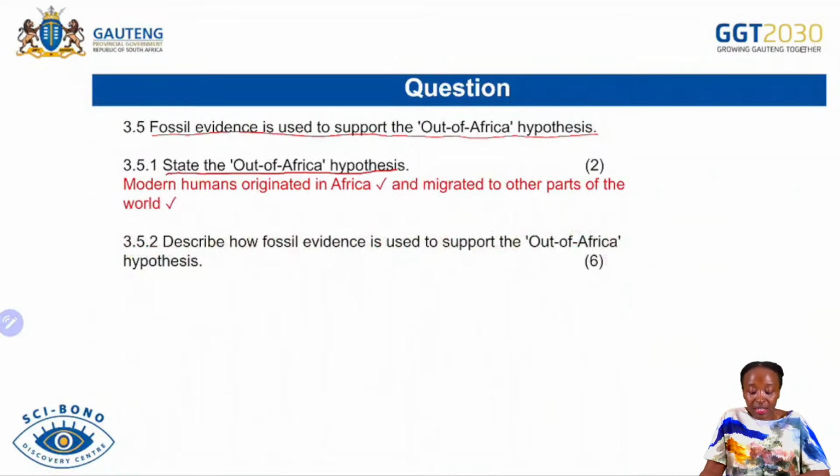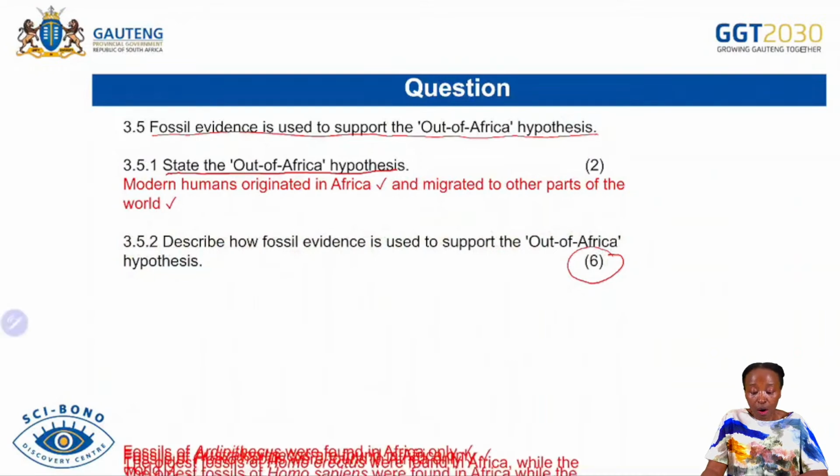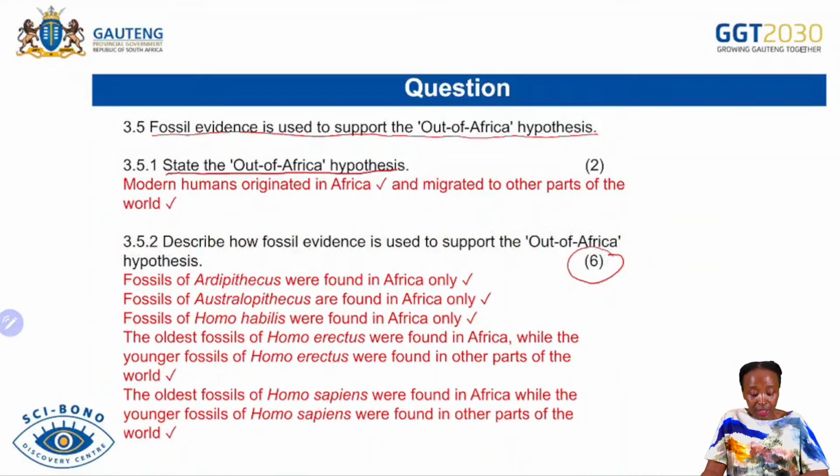Then describe how fossil evidence is used to support the out of Africa hypothesis. For 6 marks, look at the marks. And what did we talk about earlier? We said fossils of the Ardipithecus and fossils of what? Australopithecus. Those were only found in Africa, underline Africa only. And then we said oldest fossils of the Homo habilis and the Homo erectus, those were also found only where? In Africa, whereas their youngest were found outside of what? Of Africa. So let's see how the 6 marks were allocated.